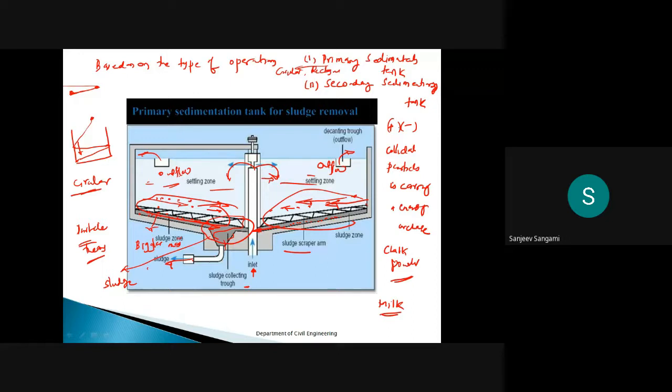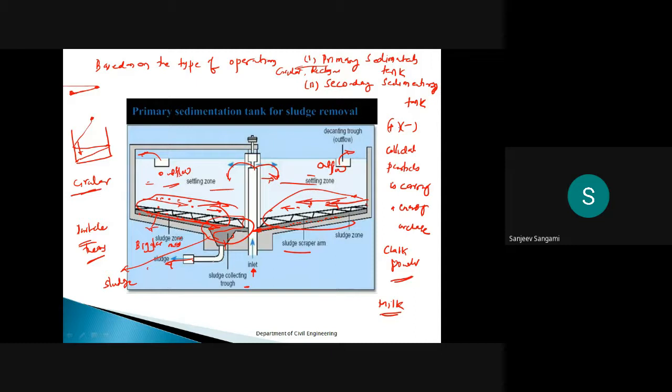So this is how you have to explain it, and always explain with the help of type 1, type 2, type 3 settling processes. Here you can observe type 1 is also happening, type 2 is also happening, type 4 is also happening, and type 3 is also happening. So this is one typical primary sedimentation tank.